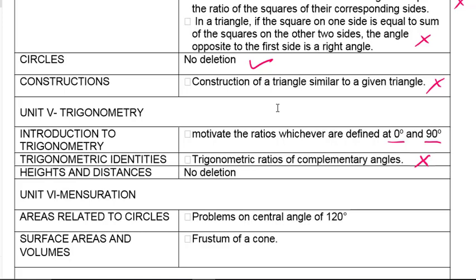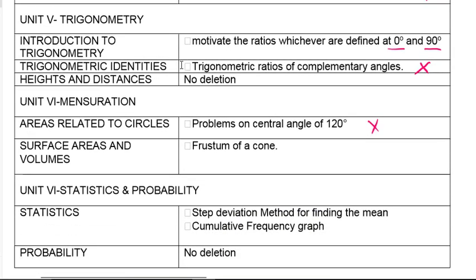In areas related to circles, problems on central angle of 120 degrees. So all problems are there, but the problems in which the central angle is 120 degrees are excluded. So now you do not have to do these problems. In surface areas and volumes, the frustum of a cone topic is excluded. So the frustum of a cone you do not have to do.